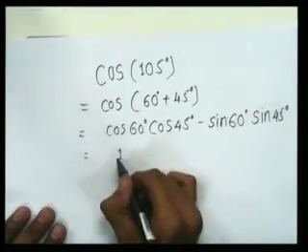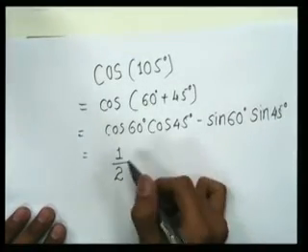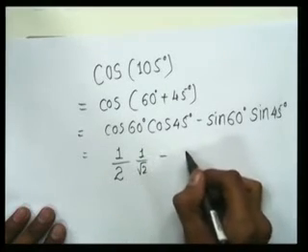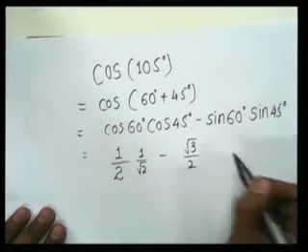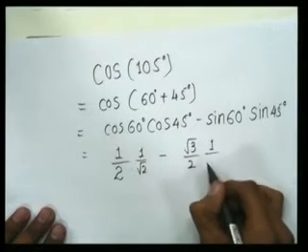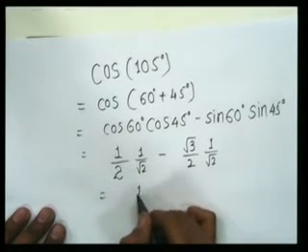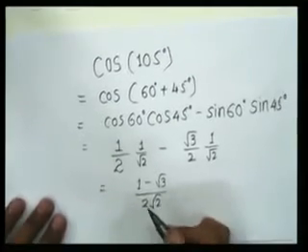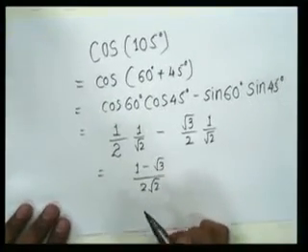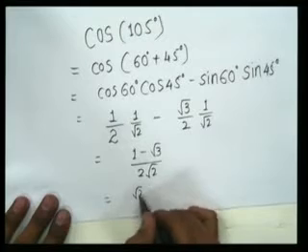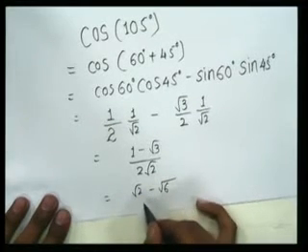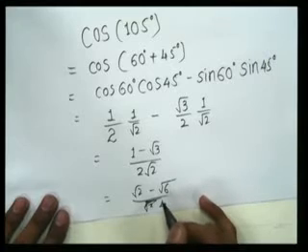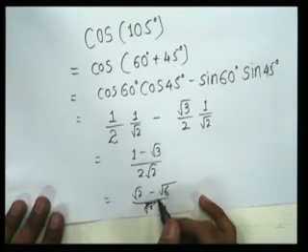Value of cos 60 is 1 by 2, cos 45 is, as we know, 1 by root 2, minus sin 60 is root 3 by 2, and sin 45 is 1 by root 2. So answer is 1 minus root 3 by 2 root 2. If you want to simplify, we can multiply and divide by root 2. So root 2 minus root 6 by 4. We will discuss this example on presentation.